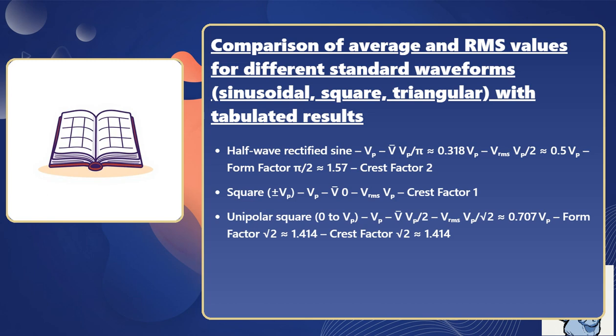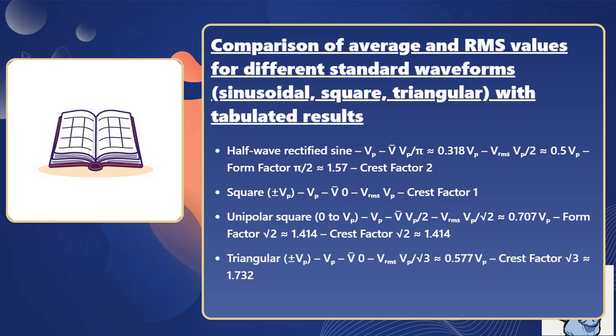RMS voltage is V sub P divided by the square root of 2, approximately 0.707 V sub P. Form factor is the square root of 2, approximately 1.414. Crest factor is also the square root of 2, approximately 1.414.